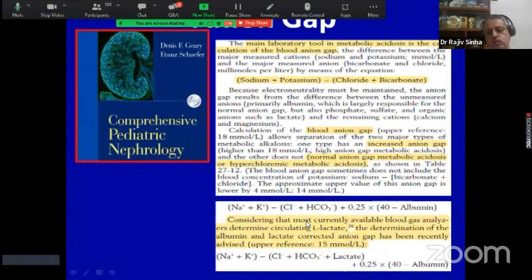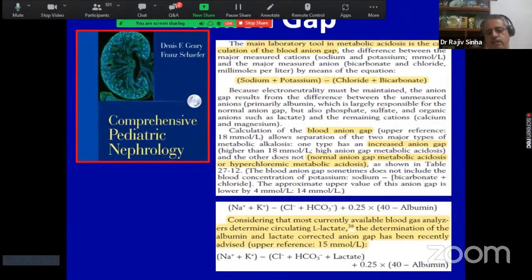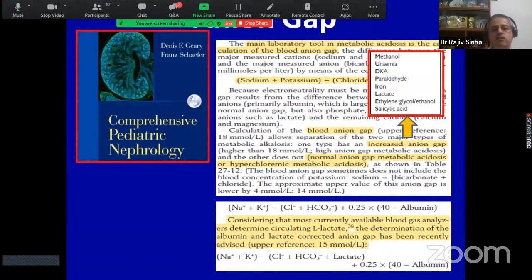The other important thing to remember is that if your albumin is very much deranged, then your anion gap has to be adjusted, and this is the formula for adjusting for albumin. Below you can find a formula for adjusting for lactate also. Because most blood gas analyzers now give lactate, it is advised to adjust your anion gap for both lactate and albumin. And we know that we have a high anion gap metabolic acidosis, which we nephrologists don't deal with that much, but we do remember the MUDPILES: methanol, uremia, DKA, paraldehyde, iron, lactate, poisoning, all those things.